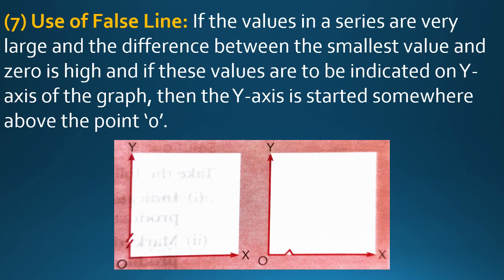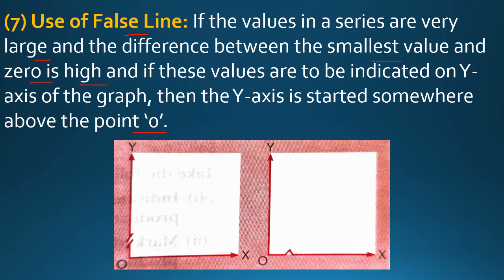Now see, use of false line. If the values in a series are very large, the difference between the smallest value and 0 is high, and if these values are to be indicated on the y-axis of the graph, then the y-axis is started somewhere above the point O or origin.